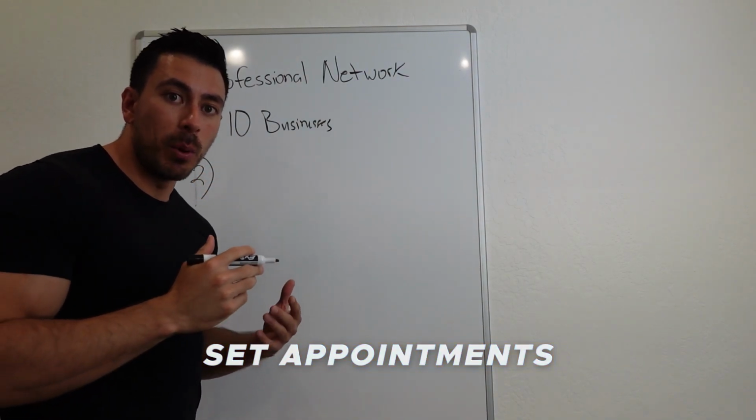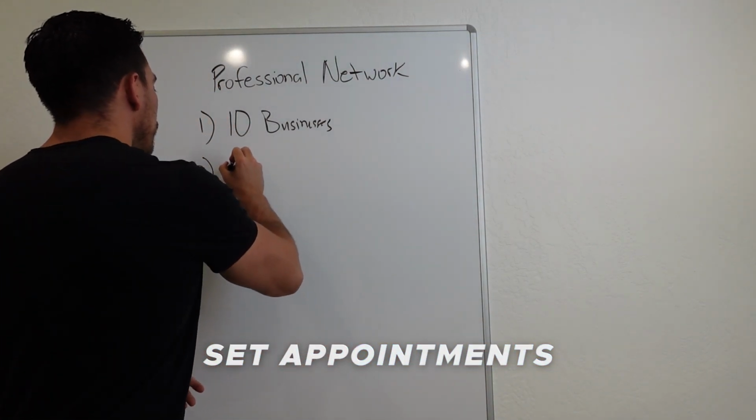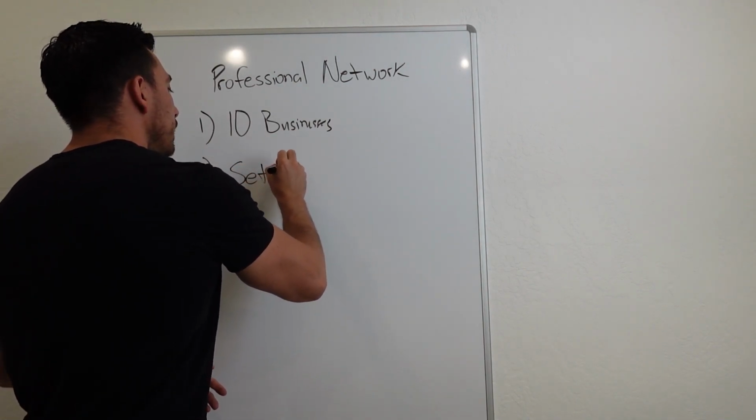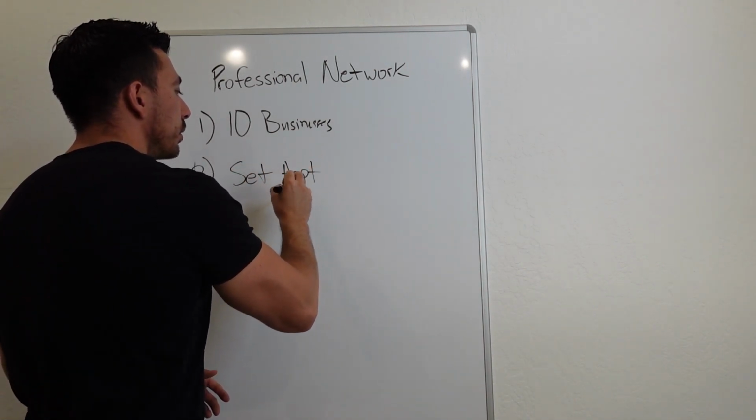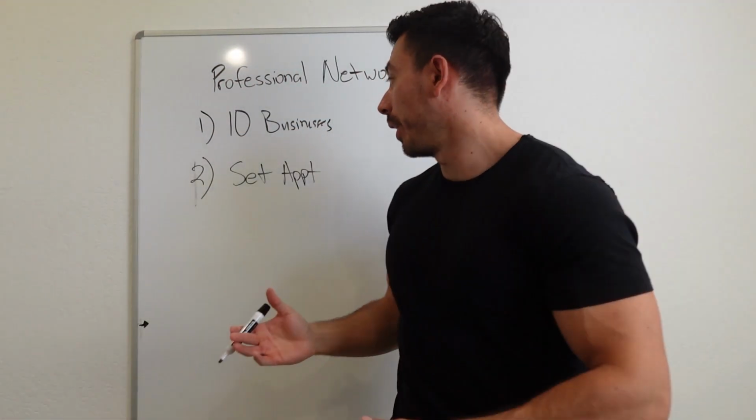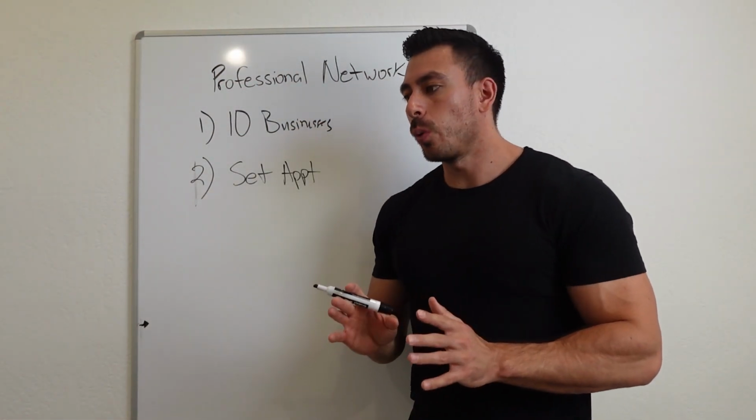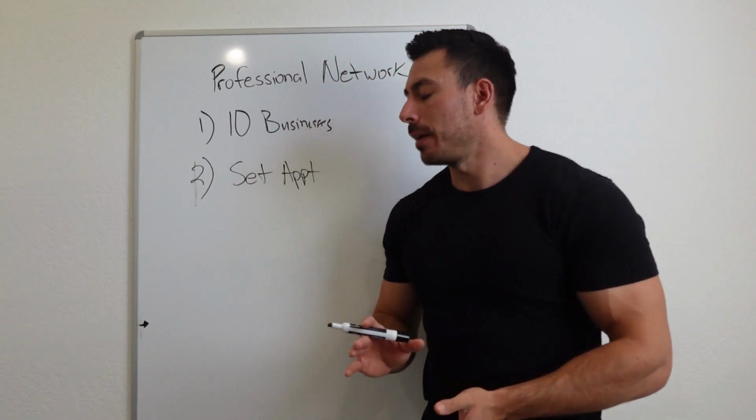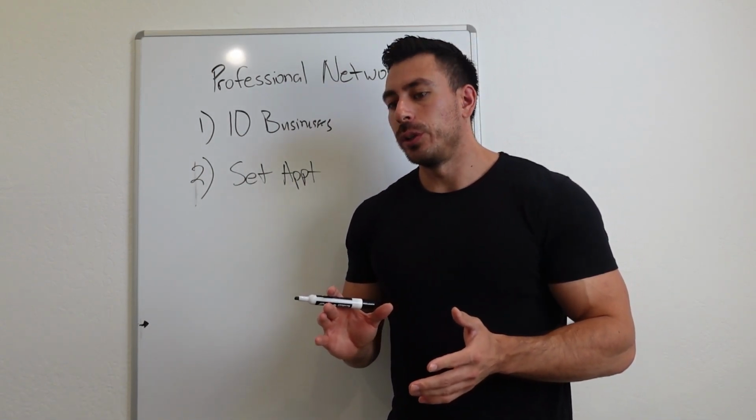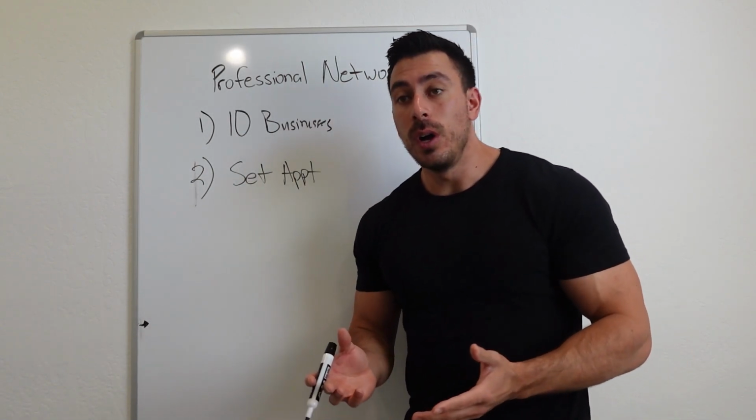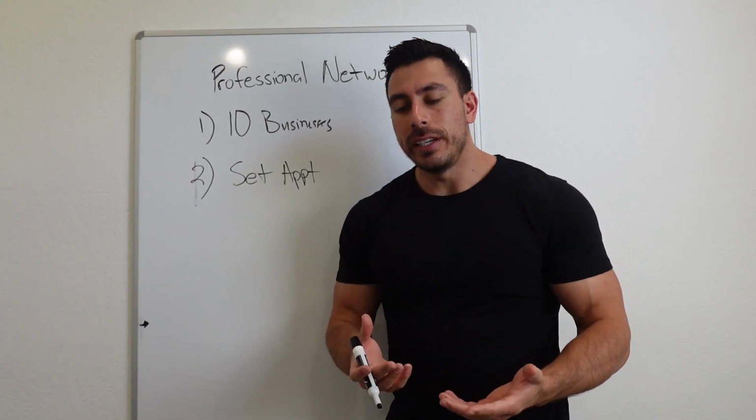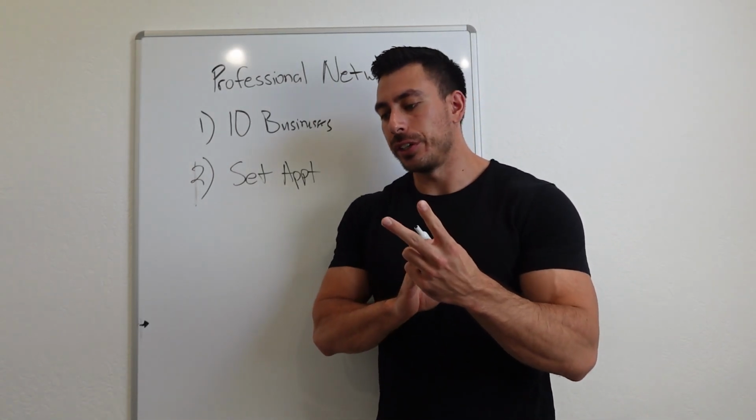So what we're gonna do after we have those 10 is we are going to take them and set appointments with the 10, okay? So set appointment, I don't know the abbreviation, so I don't know. That could be apartment or appointment, I don't know. So we're gonna set appointments, and what we're gonna do with these appointments, all right, is we are going to learn about their business. So what you wanna think about is you're accomplishing two things here.